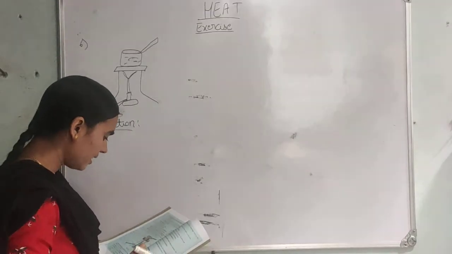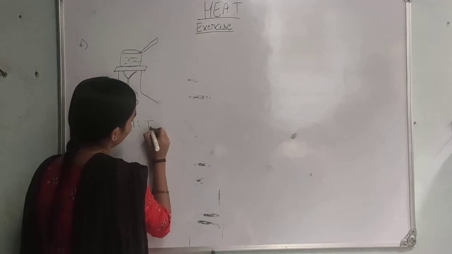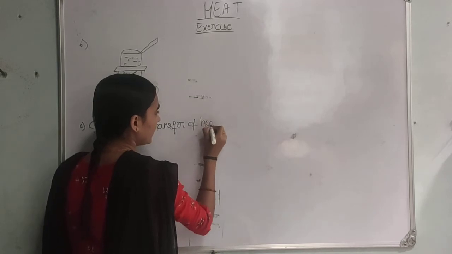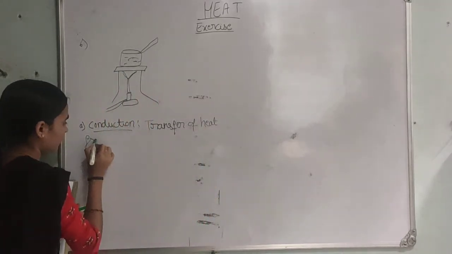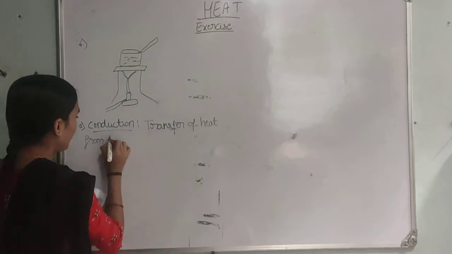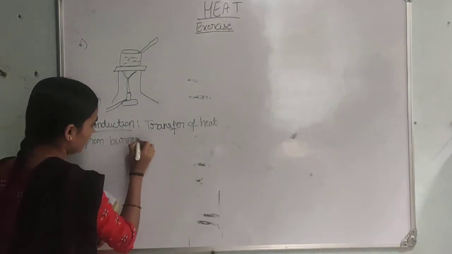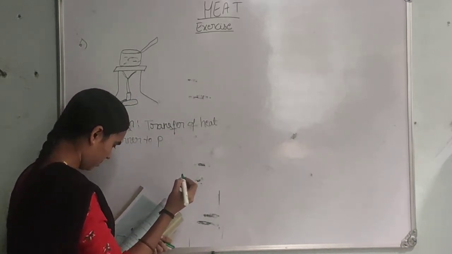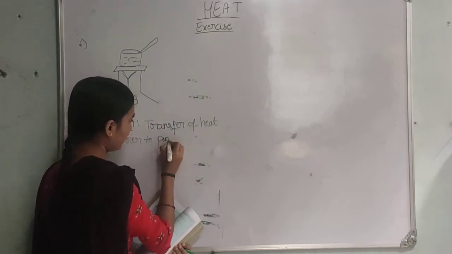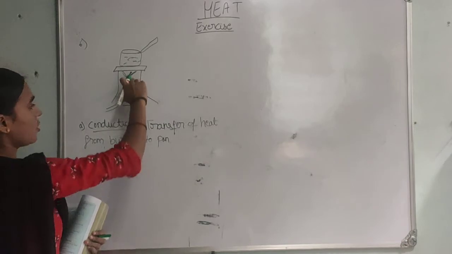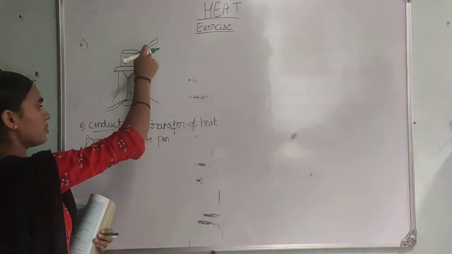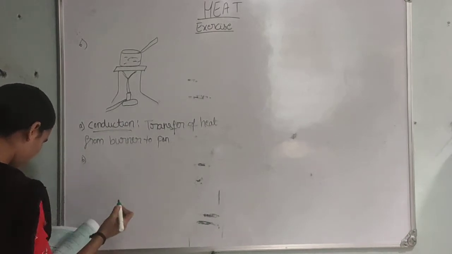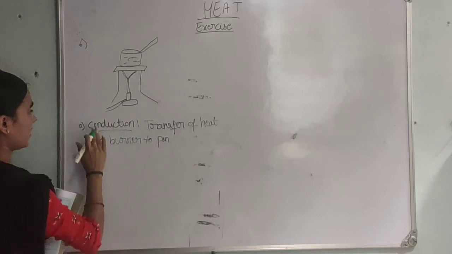Conduction, here the conduction is observed by the transfer of heat from burner to pan. So in this process, the heat is going to transfer from this burner to this pan, that is a conduction process. So second one, this is a radiation process.